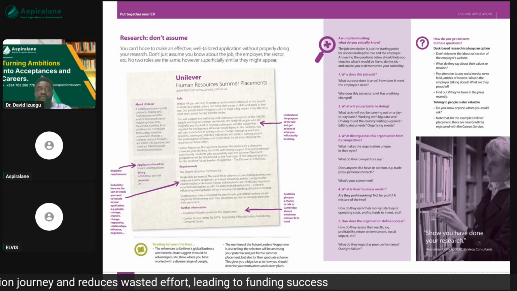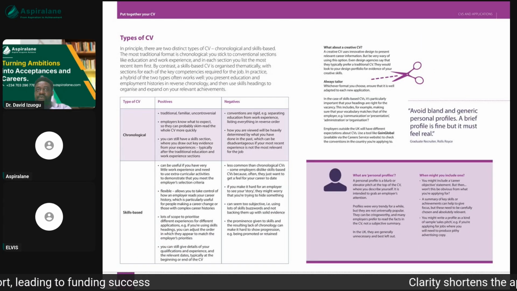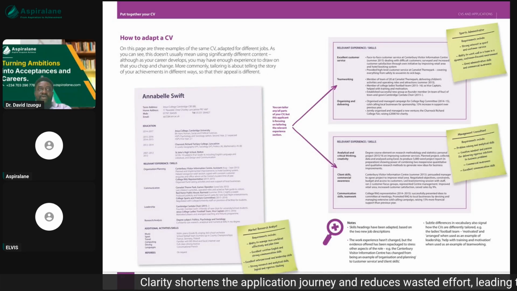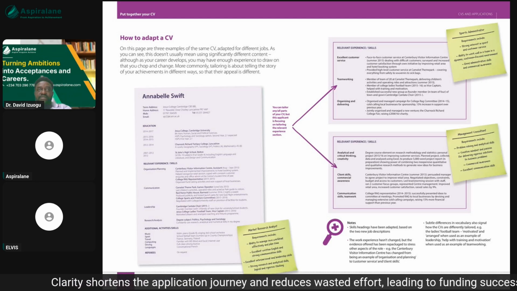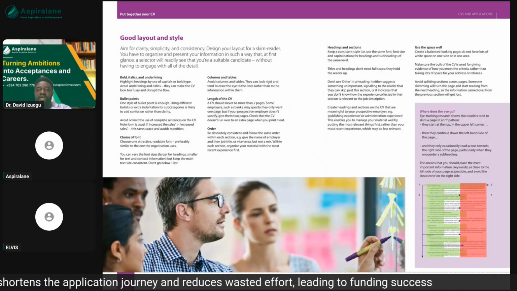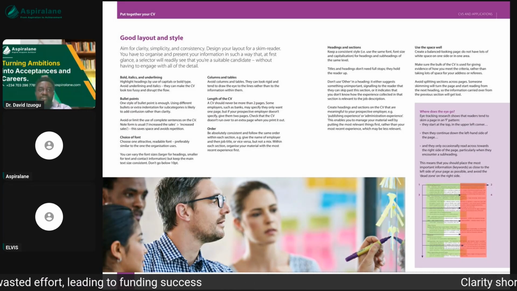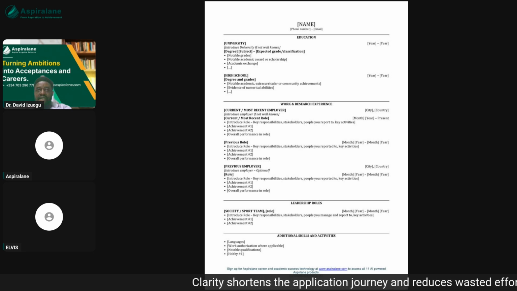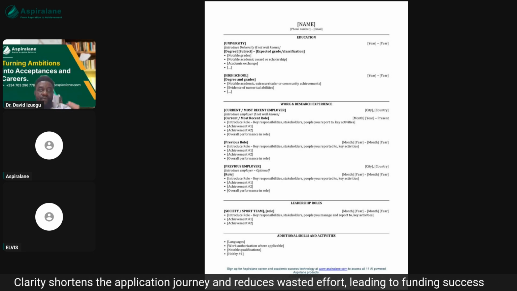If you go further, you see much more of what a good CV would look like, what to cut off, what not to cut off, how to adapt a CV, types of CVs, and the rest of them, right? But I also added a template, and that template has clear explanation of what to put in where, right?